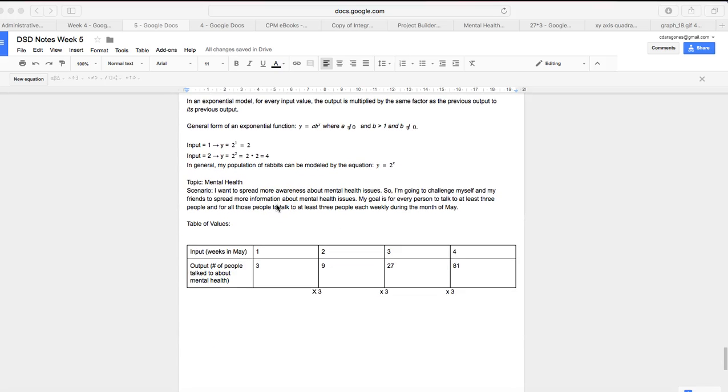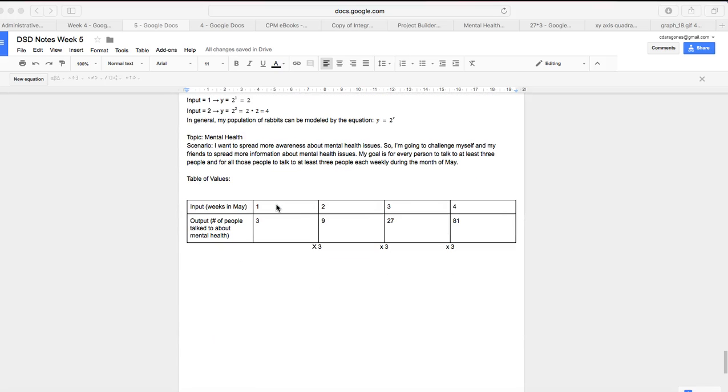Okay, so now that you have a scenario, a table of values, and a graph, I want you to go ahead and write a function that represents your scenario. So for me, it's a pretty straightforward equation.